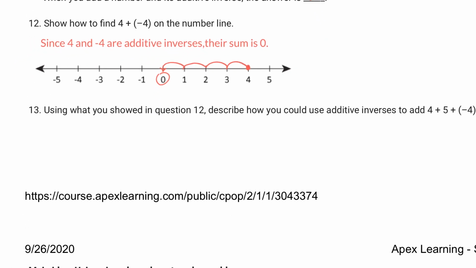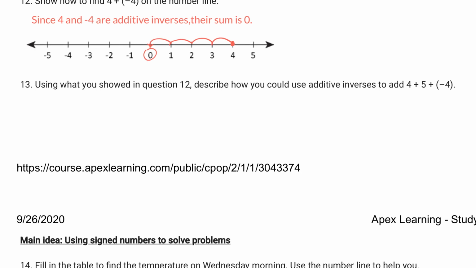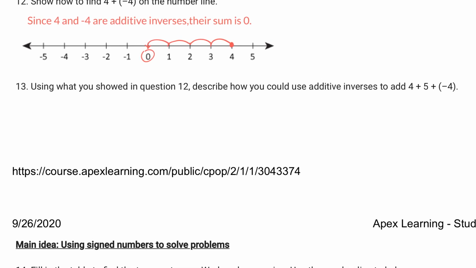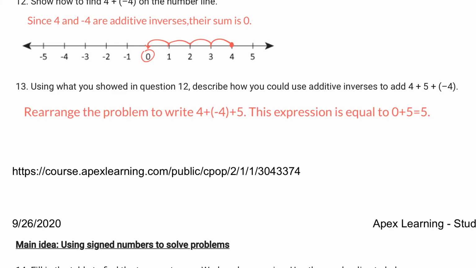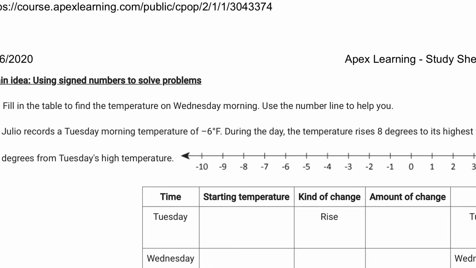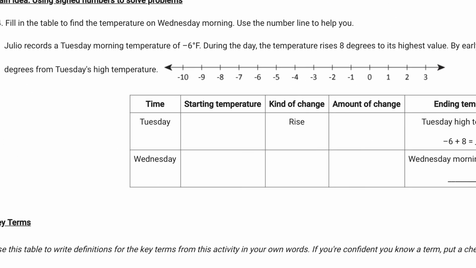And how could you use additive inverses to add 4 plus 5 plus negative 4? I'll show you. So what you could do simply is rearrange the problem. So you could move that negative 4 over to the left. So you have 4 plus negative 4. And that was 0 as we showed up here. So that part's 0. And 0 plus 5 is just 5. Easy peasy. And we have this here.